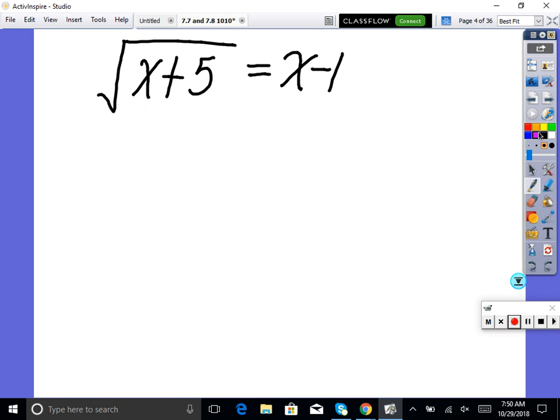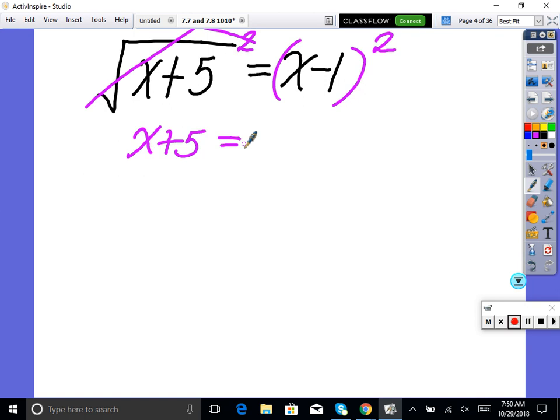So, isolate the radical. This one, the radical's isolated. Now, how do we undo a square root? Square. So we got to square this side, and this has 2 terms, so we got to put parentheses and square this side. So now on this side, root cancels out with power, and we get x plus 5 equals. Now, would it be appropriate to square that, square that? No. So we have x minus 1 squared.